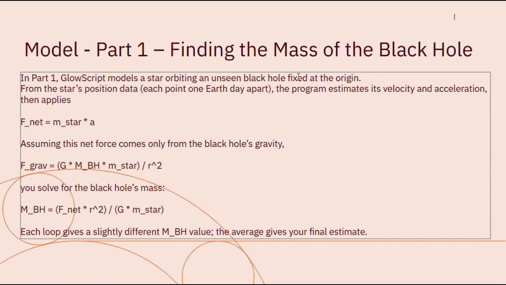GoScript estimates the star's velocity and acceleration based on its position changes each day. Using Newton's second law, we calculate the net force on the star with F net equals mass of the star times acceleration. Then, assuming the black hole is the only source of gravity, we use the universal law of gravitation, which is the formula down here. And then we rearranged to find the mass of the black hole, and we get this formula down here. And then the code loops through all the data points to calculate slightly different mass values, then averages them out to estimate the black hole's mass.